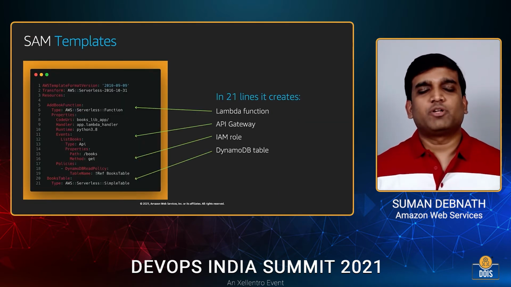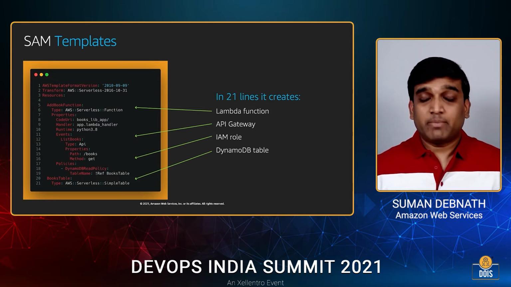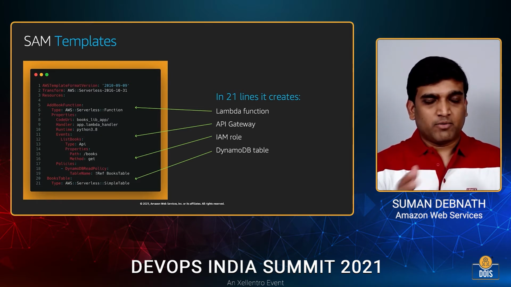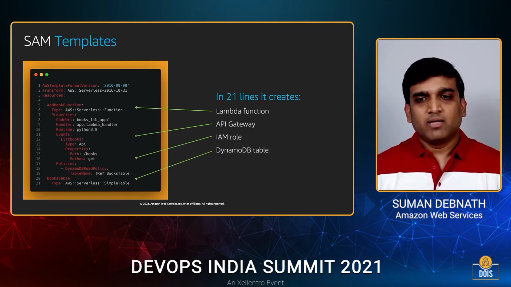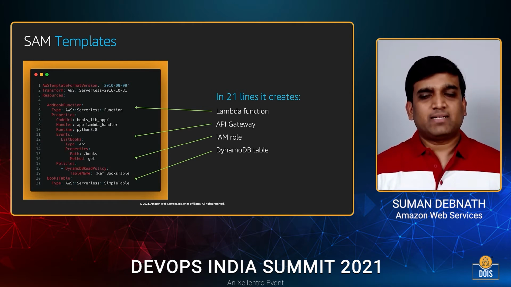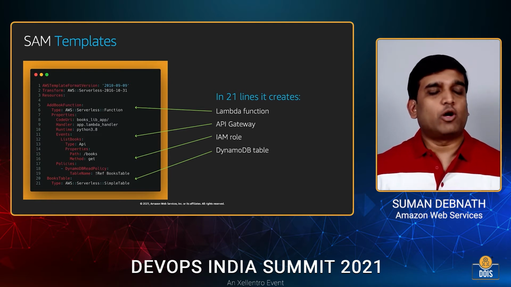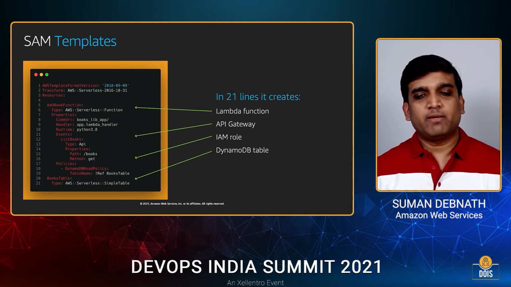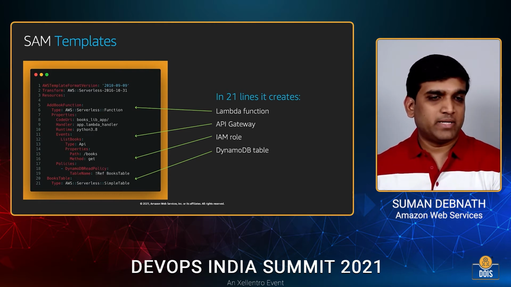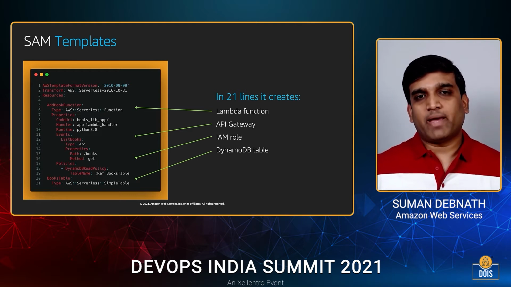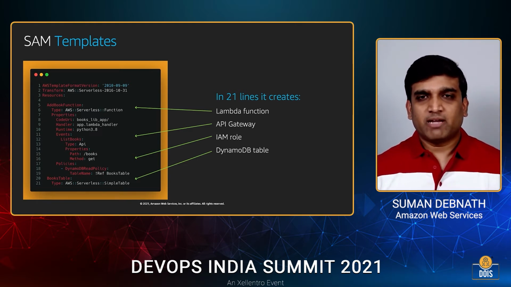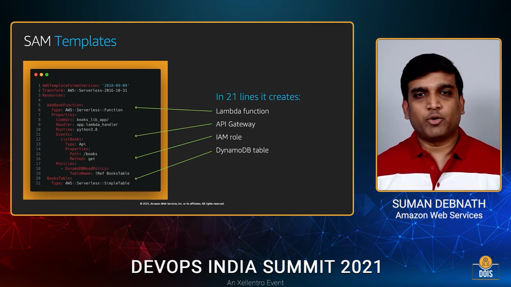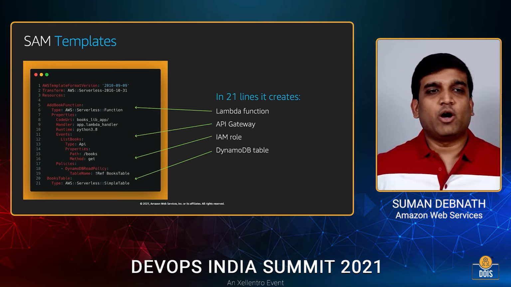Just to give you an intuition of how a SAM template looks, this is a typical format. Again, we are going to see this in the demo section in a minute, but you can see that in just 21 lines of code, we are creating a lot of resources. In this example, we are creating a Lambda function, an API Gateway, an IAM role, and a DynamoDB table, right? Imagine that you had to do this all manually or through some other CLI tools or automation framework. It would have been not less than 200 lines of code, right? This is the beauty of SAM.